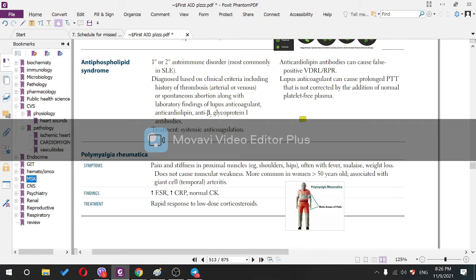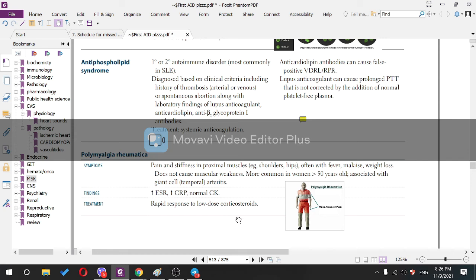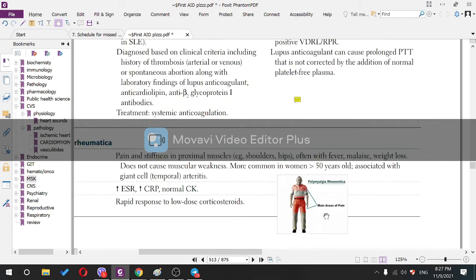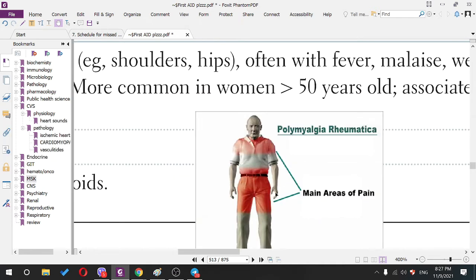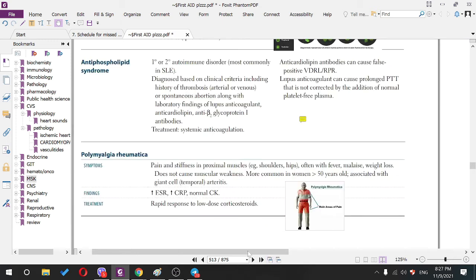It's associated with giant cell temporal arteritis. As you can see, again, there is high ESR, CRP, but normal CK. And the difference between this one and giant cell temporal arteritis, you must know that this one is treated by a low dose steroid, while giant cell temporal arteritis is a large dose steroid. This is the areas of the pain. This is like a proximal muscle weakness, yeah? Okay, let's go back.